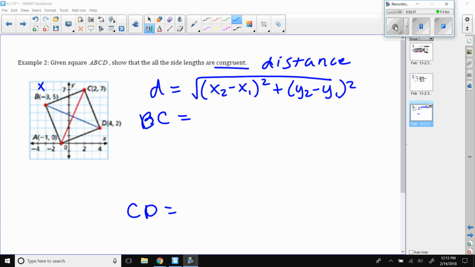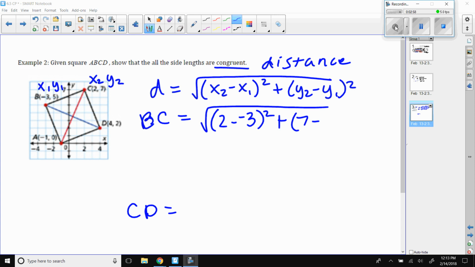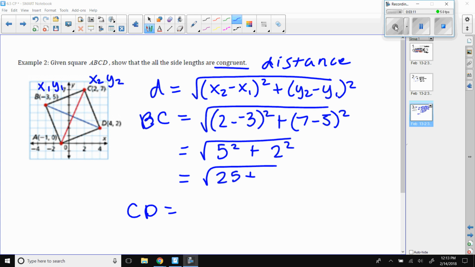Now remember, I want to call these points x1 and y1, x2 and y2. And I want to fill them in. 2 minus negative 3 squared plus 7 minus 5 squared. This is going to give me 5 squared plus 2 squared, which will be 25 plus 4, square root of 29, and this is your exact answer. You can solve for an approximate value as well.